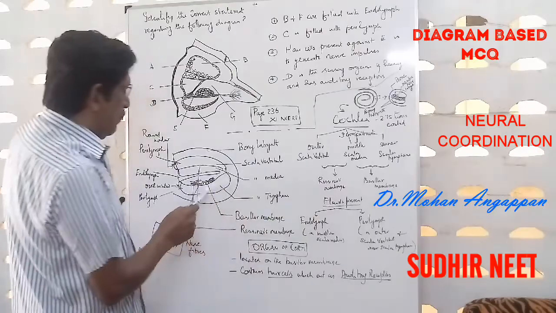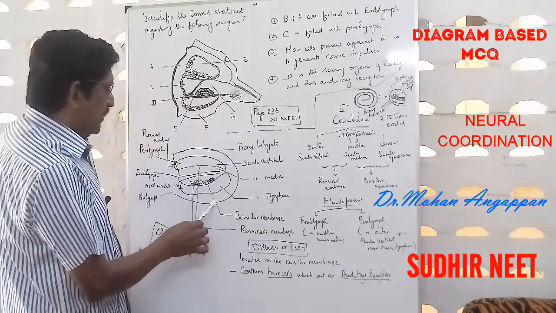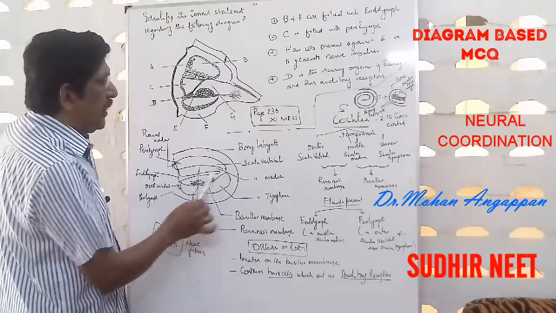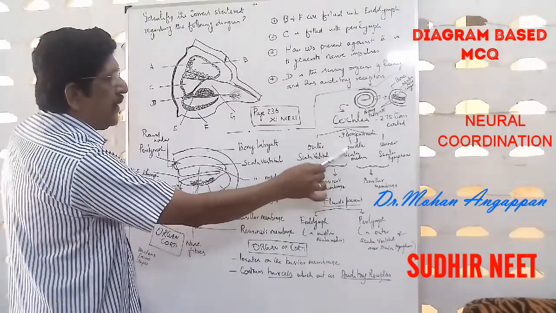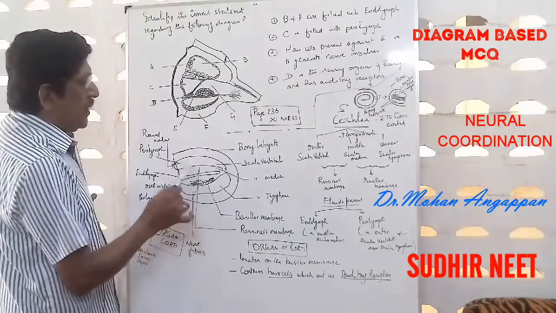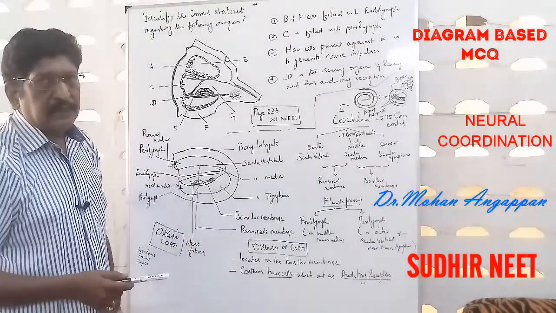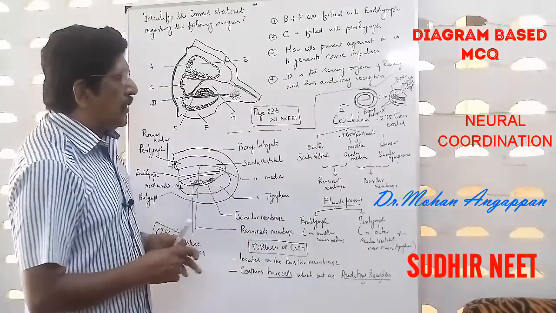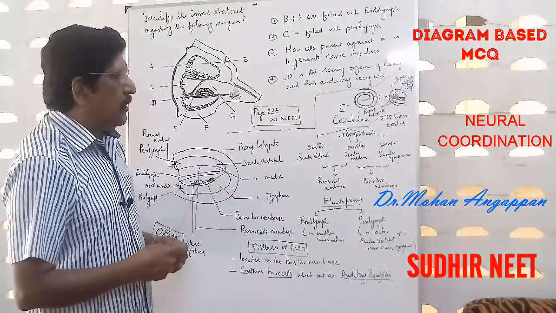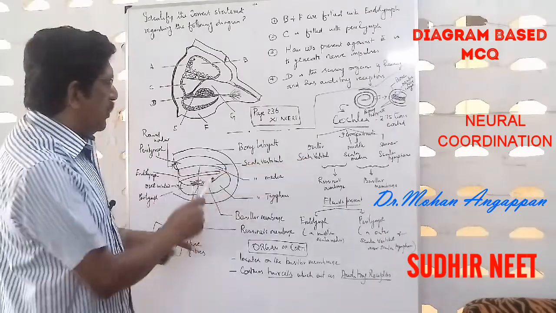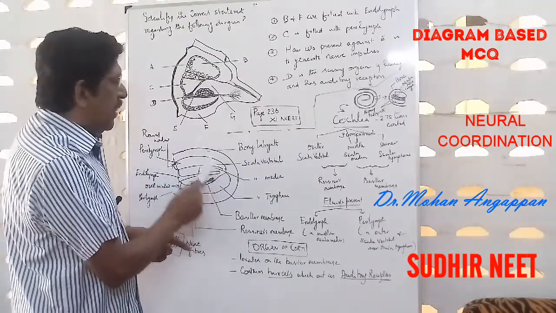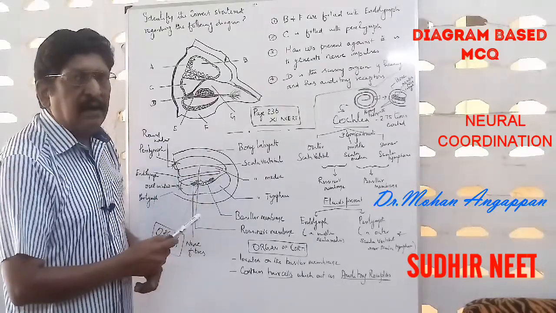Likewise, the basilar membrane, you can see in the diagram, it is the basilar membrane that separates the middle compartment scala media from the inner compartment scala tympani. So you must understand the cochlear compartments. 3 compartments: outer scala vestibuli, middle scala media, inner scala tympani.